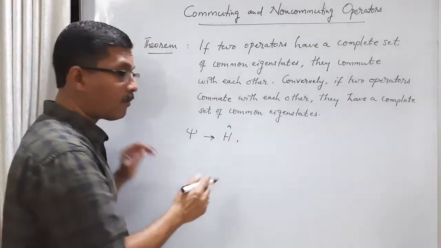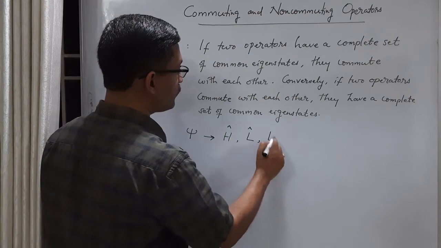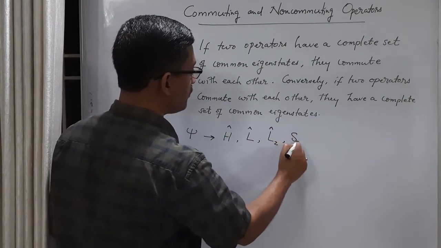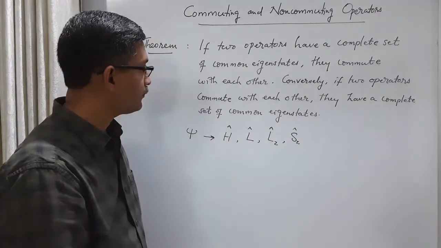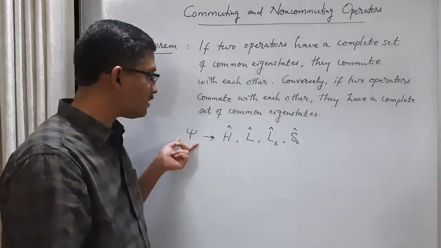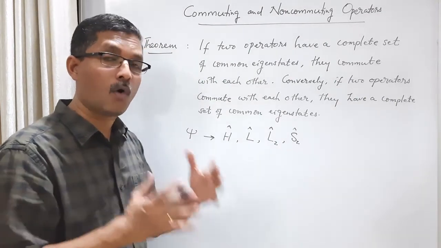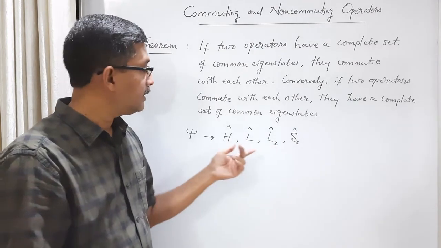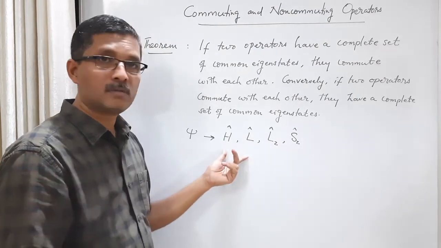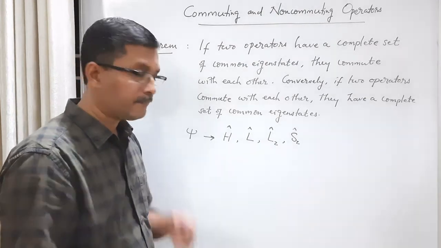They are also common eigenstates of the z component of the angular momentum operator and the z component of the spin angular momentum operator. So these stationary states of the hydrogen atom are common eigenstates. They form a complete set of common eigenstates for all these four operators. These four operators commute pairwise, they commute with each other.